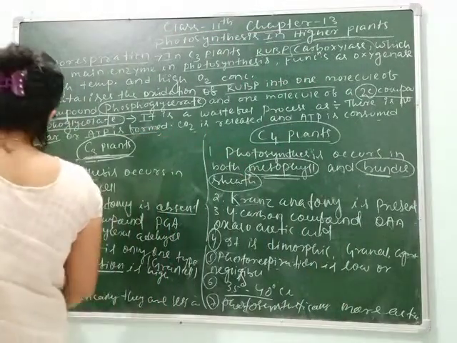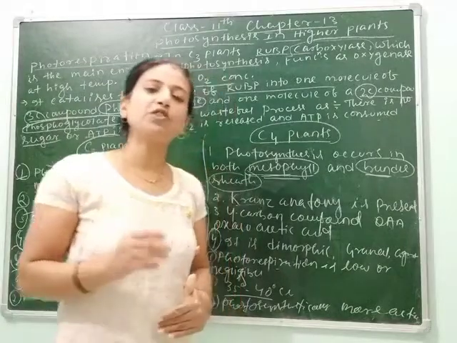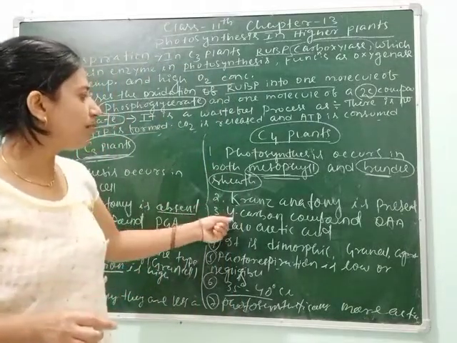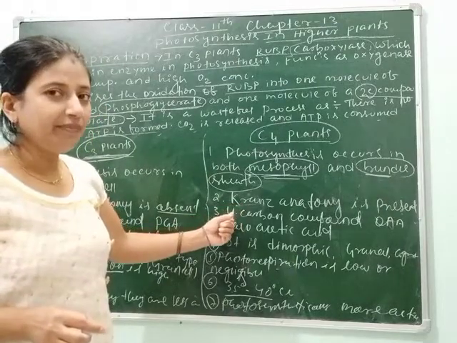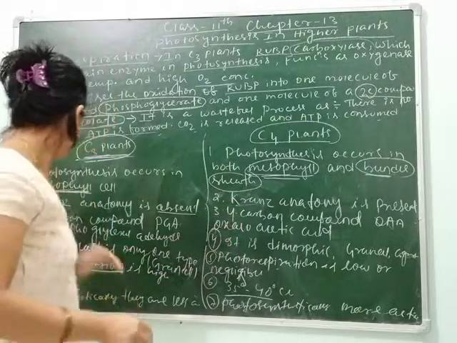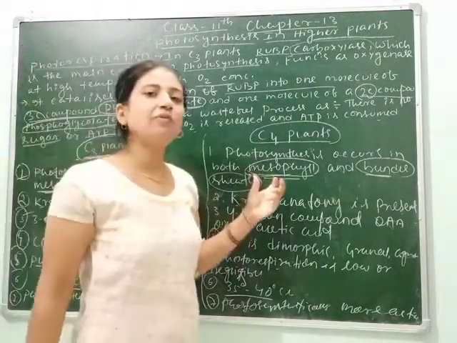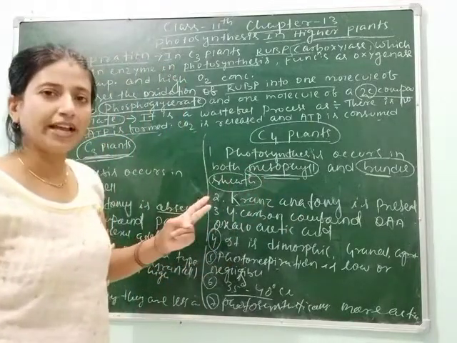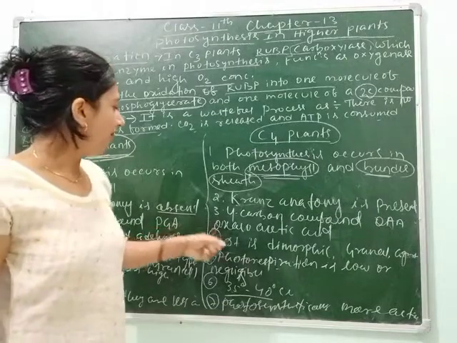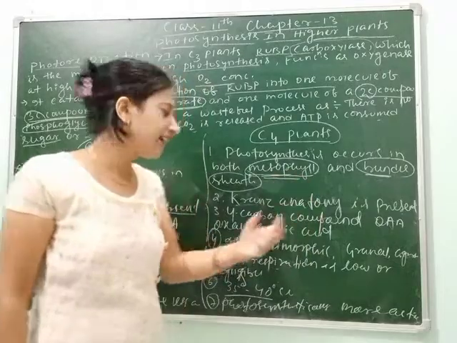And next, third point, the 3 carbon compound PGA, phosphoglyceraldehyde, is formed, whereas in C4 plants OAA, oxaloacetic acid, is formed. Next, chloroplast is only one type, whereas in C4 plants chloroplast is of two types. In C3 plants the chloroplast is granal, whereas in C4 plants chloroplast is granal as well as agranal.